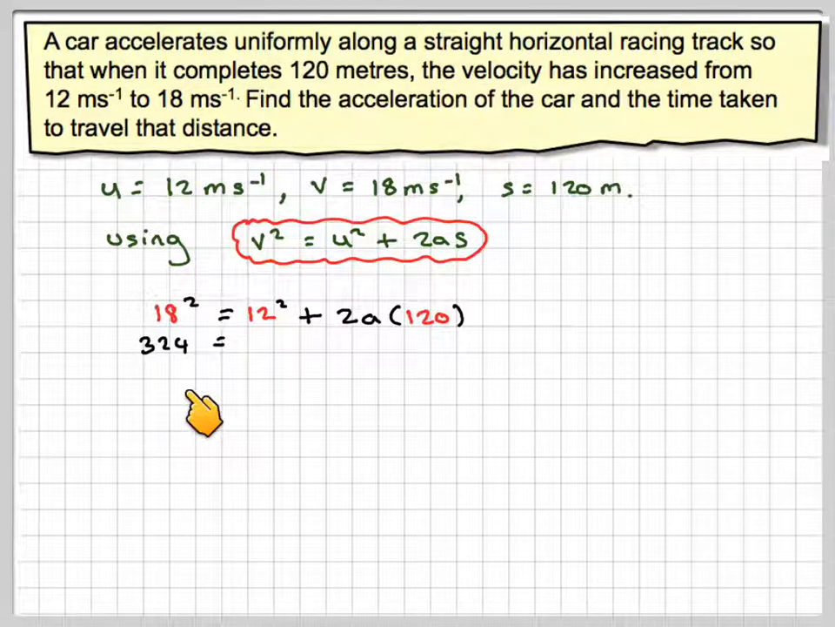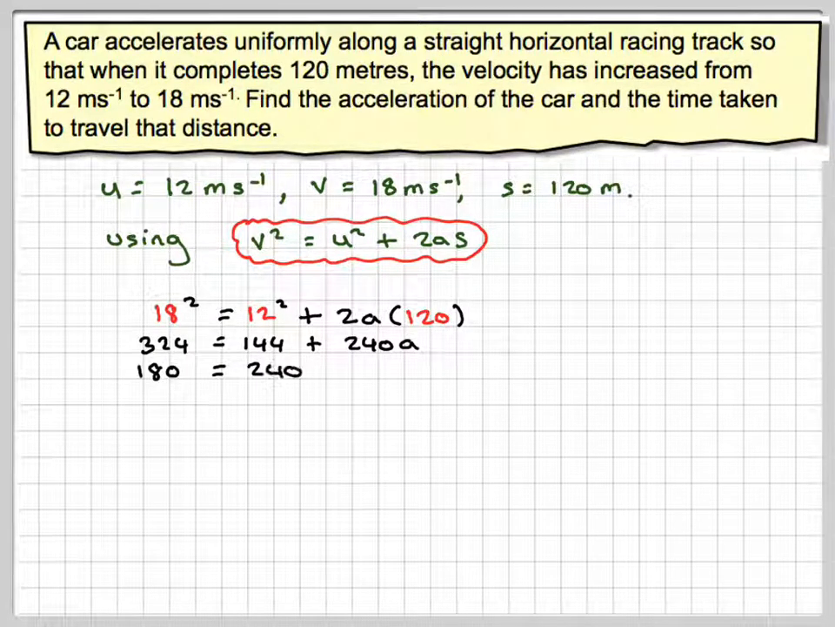So it gives me 324 is equal to 144 plus 240 times A. Now making A the subject, or solving for A, we're going to get 180 is equal to 240 times A. And therefore A will be 180 divided by 240, which is 3/4 of a meter per second squared. Right, now find the time.